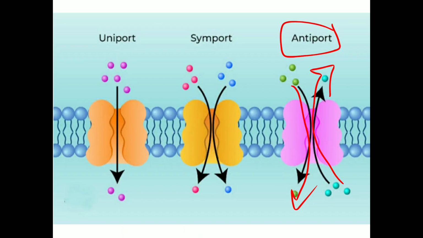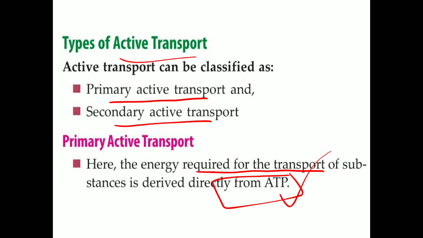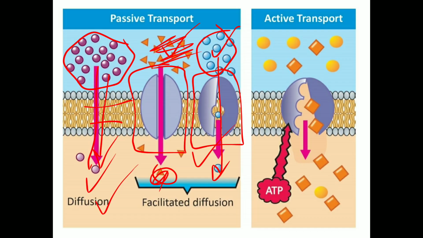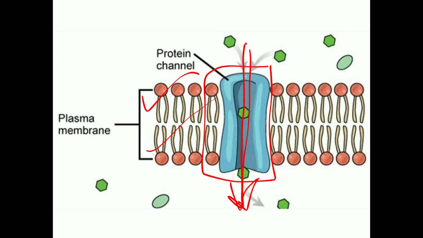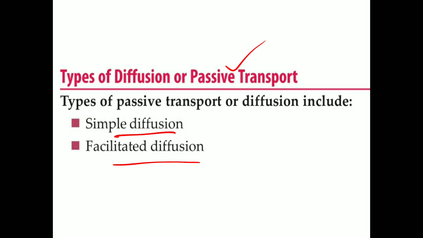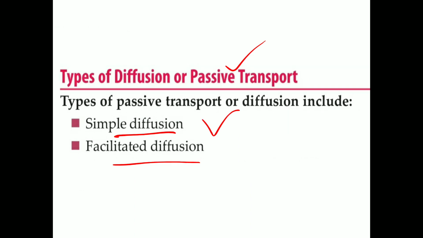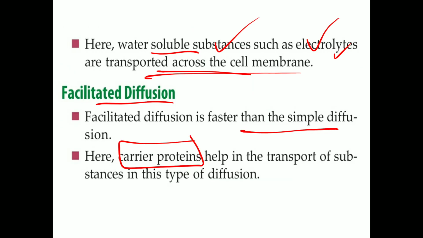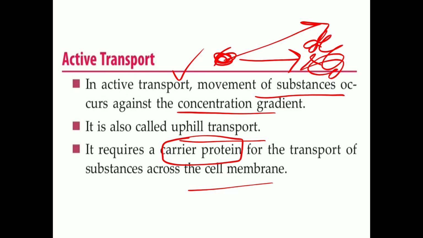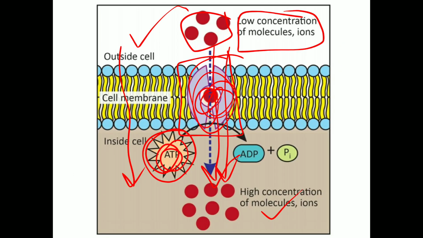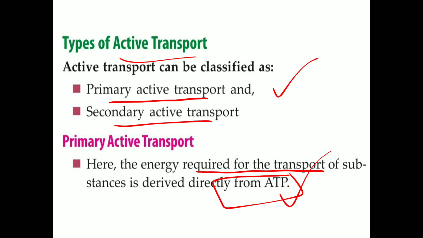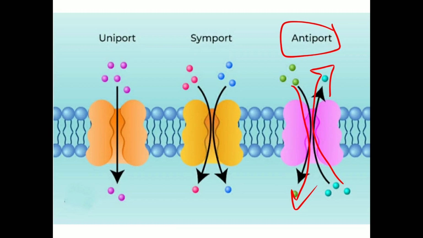So this was all about the transport of substances across the cell membrane. In that we have discussed the different mechanisms of transport of substances, in which we discussed active transport and passive transport. In passive transport we discussed simple diffusion and facilitated diffusion, and in the case of active transport we discussed primary active transport and secondary active transport.